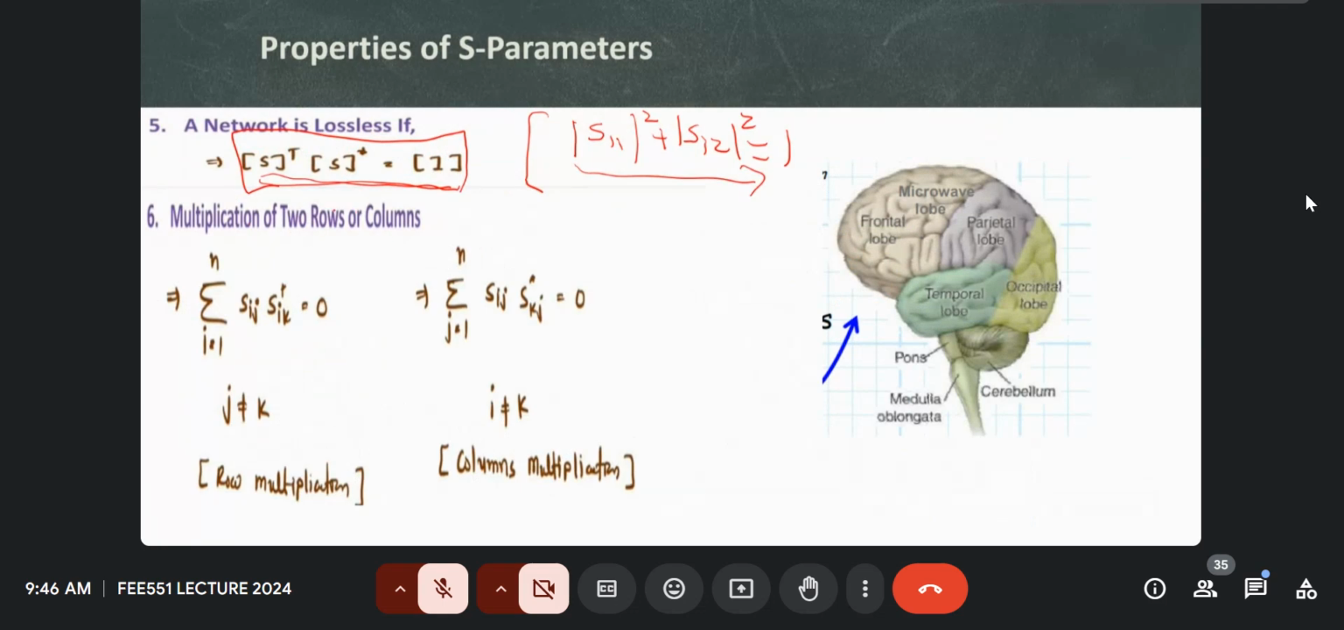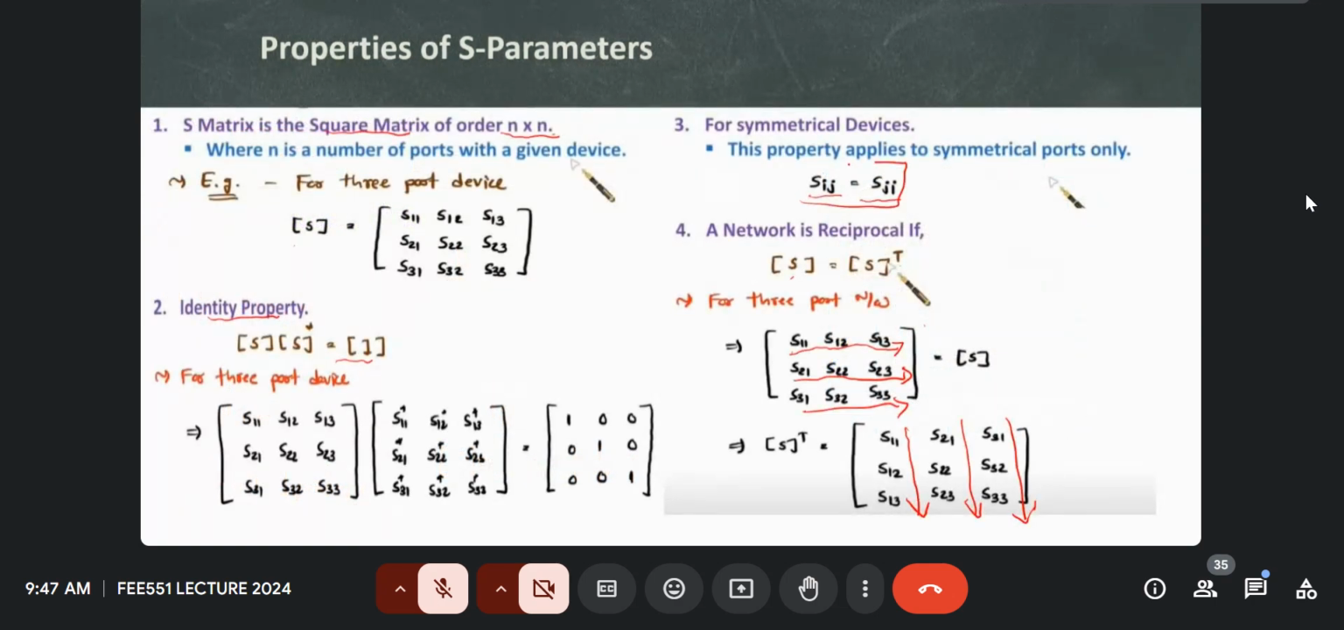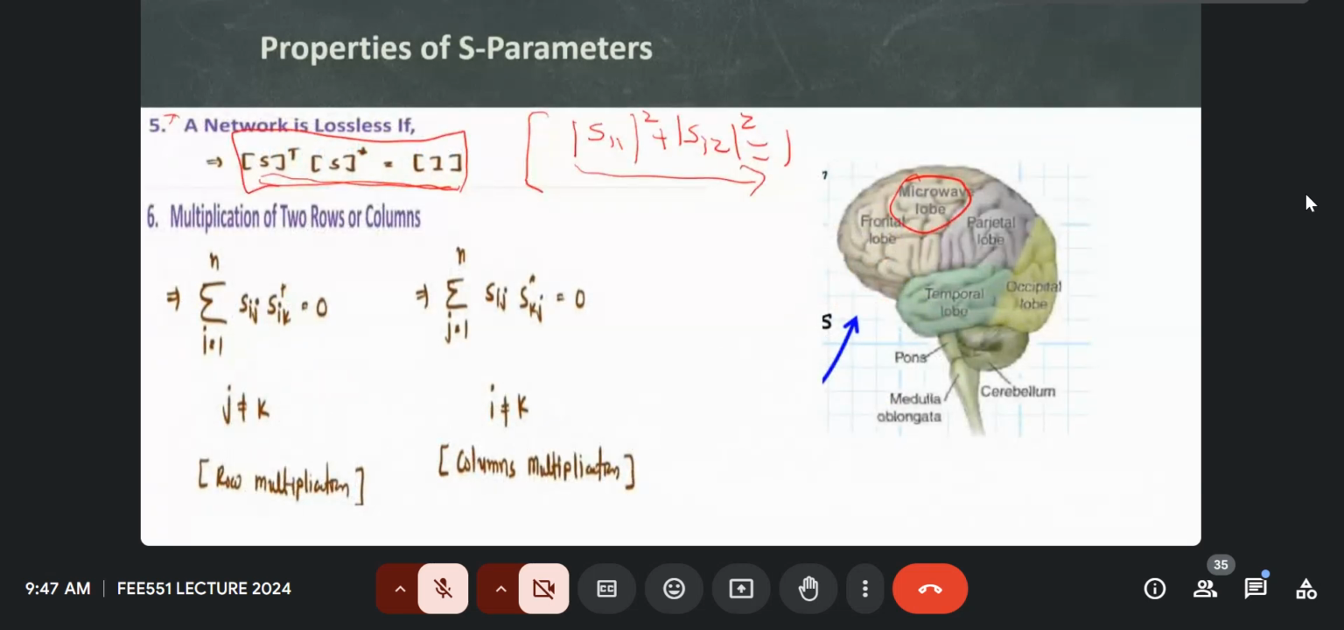And then multiplication of rows is another property of S parameters. But for now, let's put this in our microwave lobe of the brain: a network is lossless if S11 squared plus S12 squared for a two-port network is equal to 1. And symmetrical, of course, and reciprocal. So reciprocal network, symmetrical, square, and identity, because we'll use them for a question that's coming here.